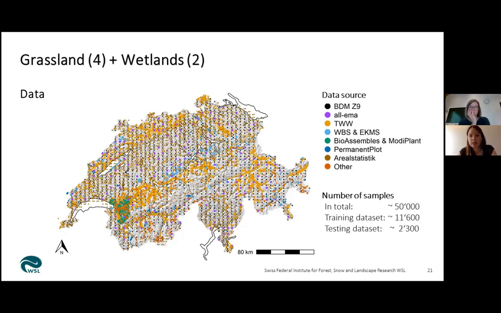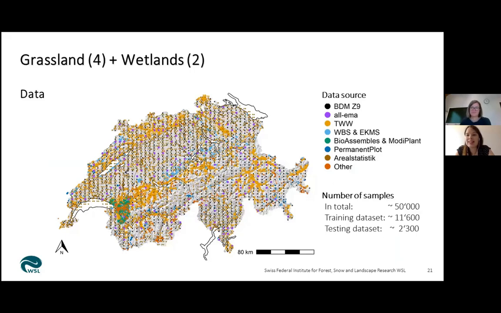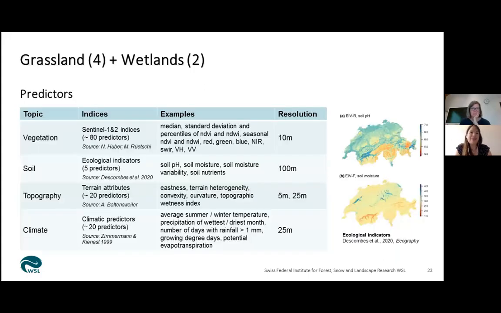Within each of these data sets, we ensured that the distance between the samples was at least 300 meters to avoid spatial autocorrelation. The training data set still, of course, mainly was composed of grassland and wetland habitat samples, but it also included samples of other habitat types, such as forests, while the testing data set only focused on the target habitat types, so on grassland and wetland habitat types. So the next slide, please.